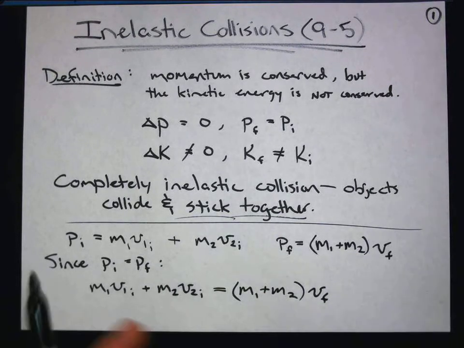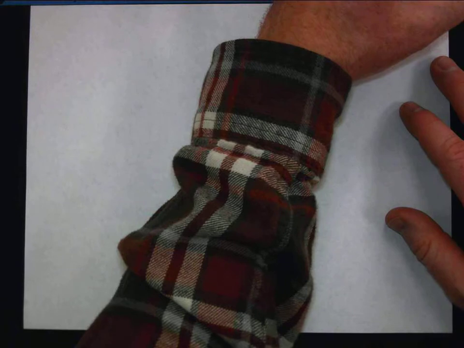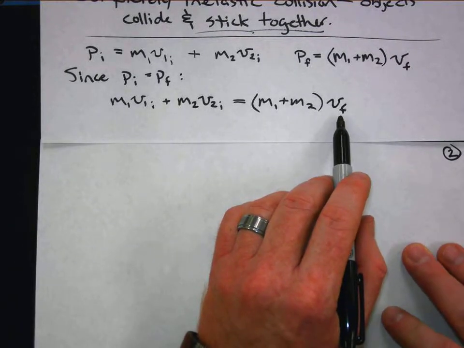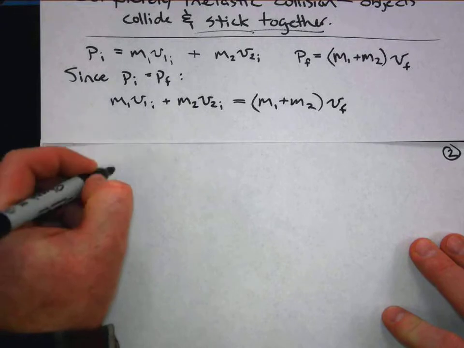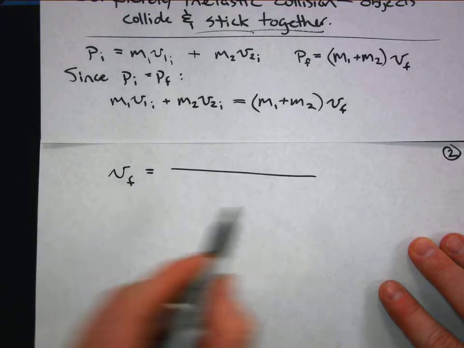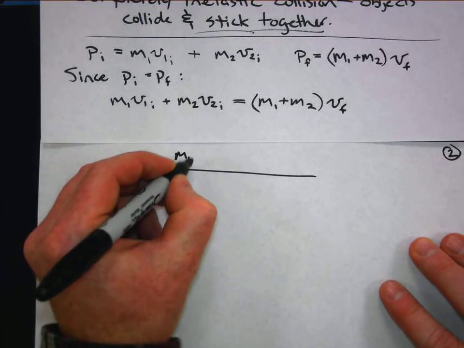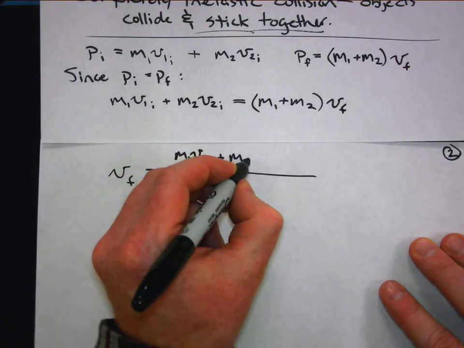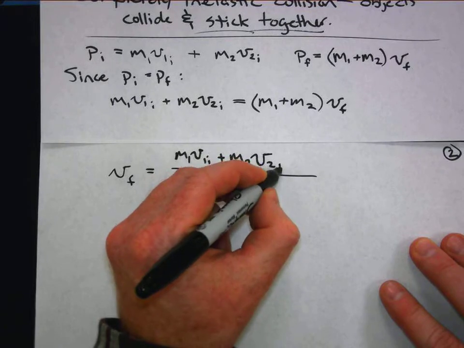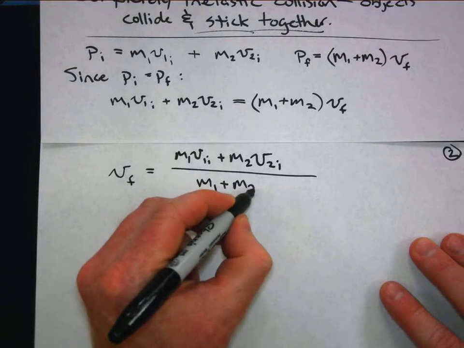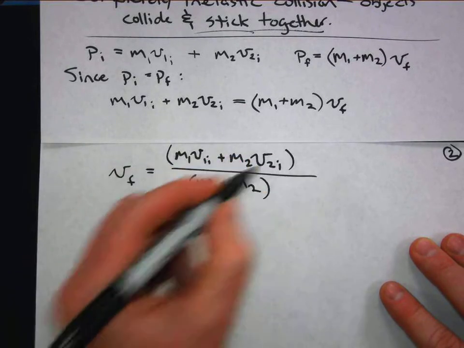And that is exactly what we're going to do. So check this out. Kind of put this in view so I can look at this and rearrange it. I'm going to solve this equation for final velocity, and I will have m1 v1 initial plus m2 v2 initial, and I'm going to have to divide by m1 plus m2, right? Okay.